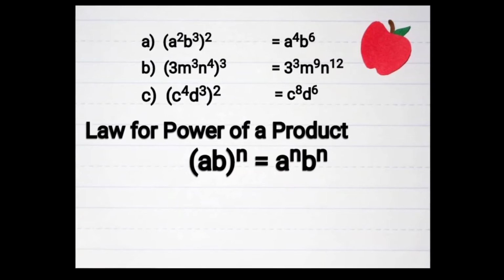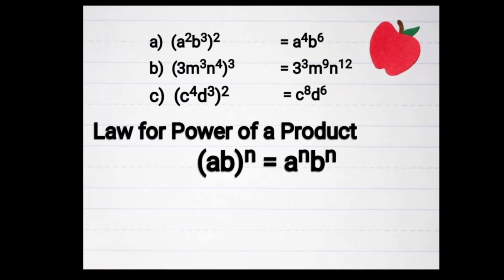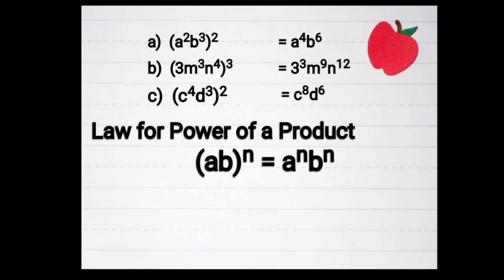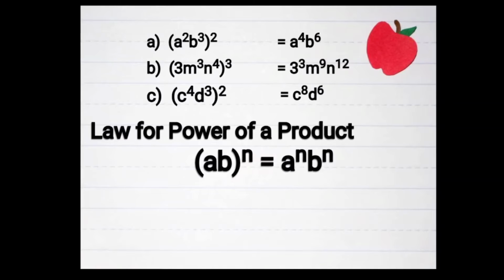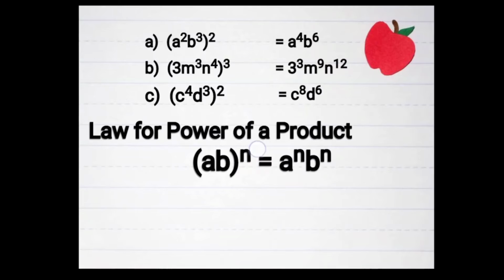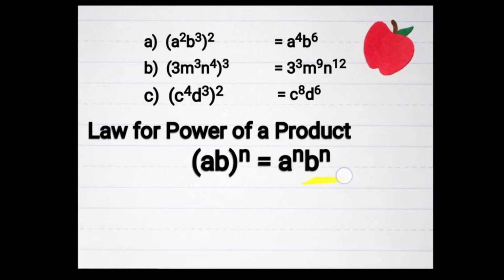So what you are going to do is to multiply the exponent outside the parentheses to every exponent inside the parentheses. As you can see, the exponent of a is 1 because there is no visible exponent. And the exponent of b is also 1 because there is no visible exponent. So n times 1 is n. That's why we have a raised to n. Then n times 1 is also n. That's why we have b raised to n.